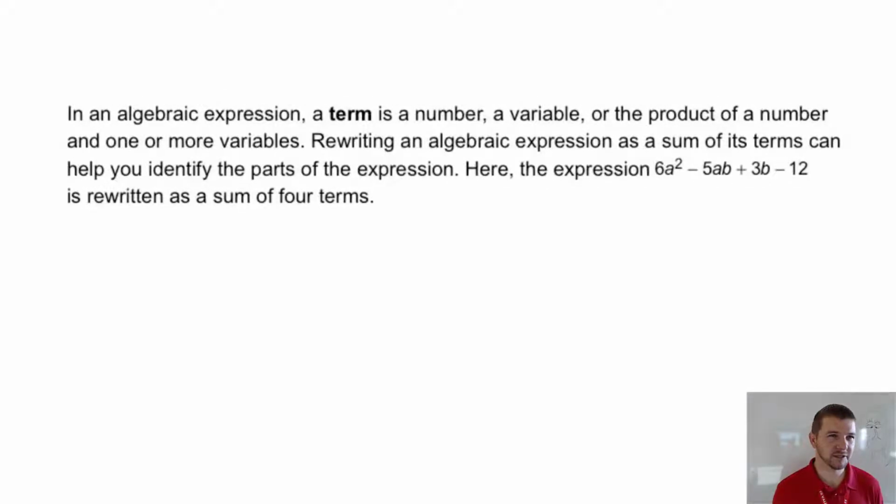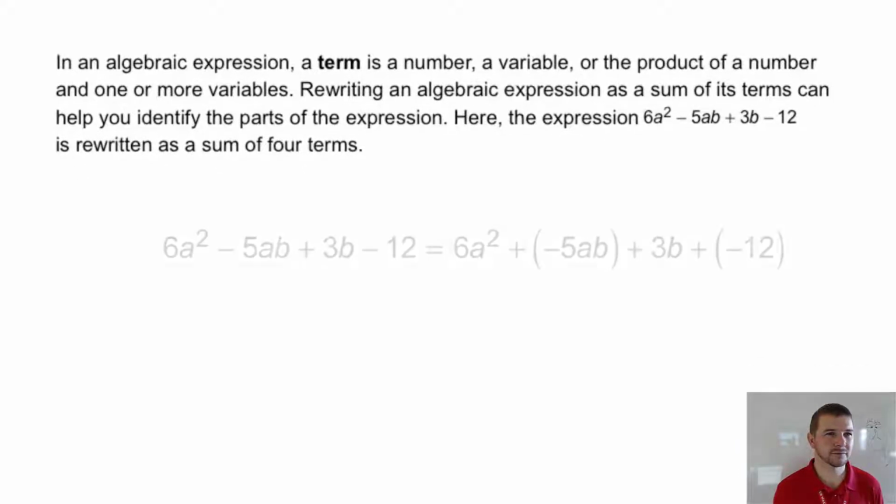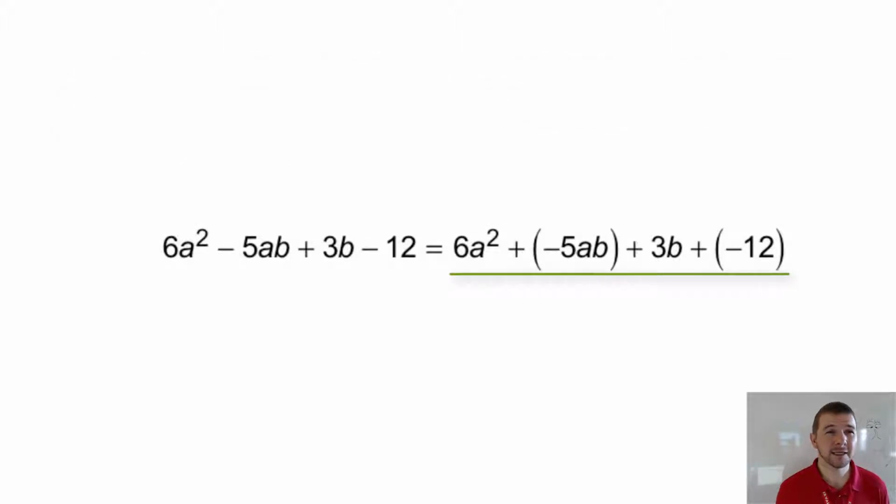In an algebraic expression, a term is a number, a variable, or the product of a number and one or more variables. Rewriting an algebraic expression as a sum of its terms can help you identify the parts of the expression. Here, the expression 6a squared minus 5ab plus 3b minus 12 is rewritten as a sum of four terms. We can see that on the right. 6a squared plus the negative of 5ab plus 3b plus negative 12.